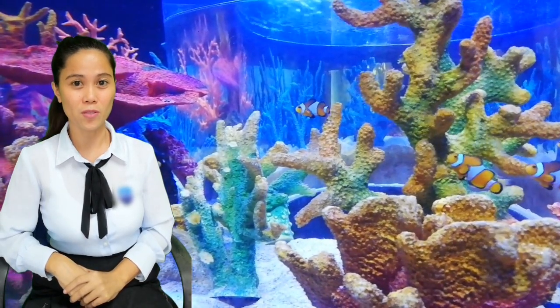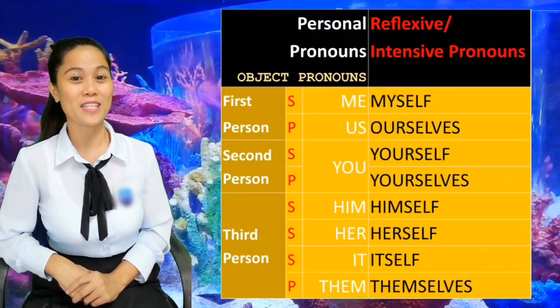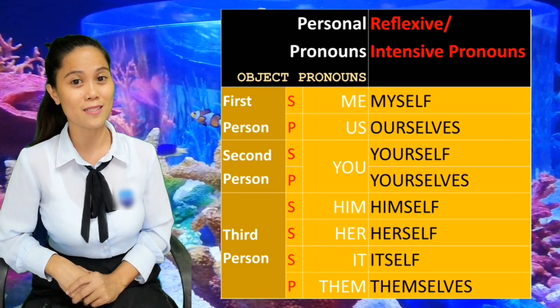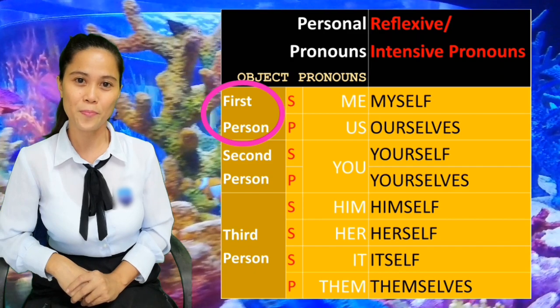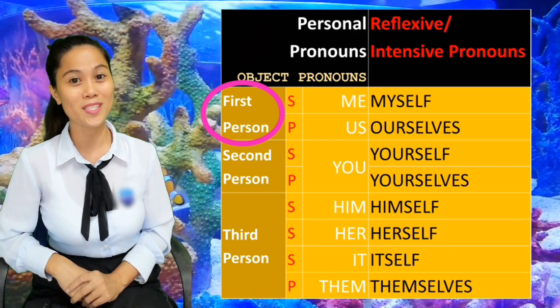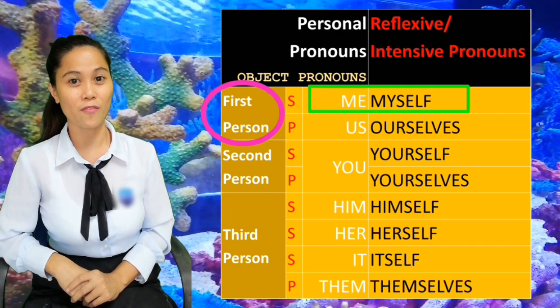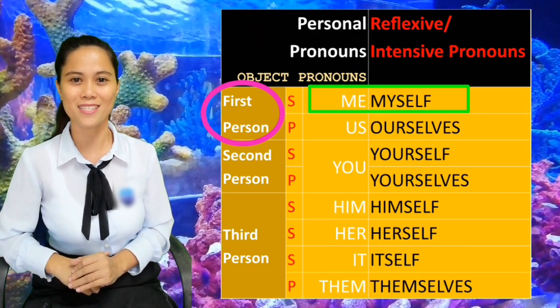Let me show you a table on pronouns, with the objective pronouns side by side with the reflexive or intensive pronouns for your guidance. So observe it thoroughly. You see first person, second person, third person. S is for singular pronouns, P for plural pronouns. First person pronouns are the pronouns that include the speaker. For singular, we have me, and the equivalent of me for intensive or reflexive pronoun is myself.